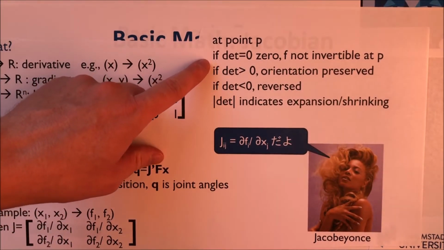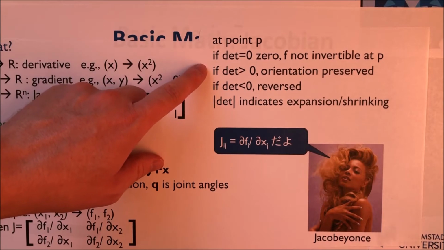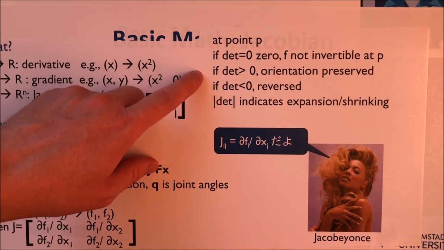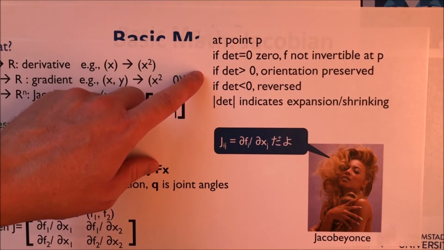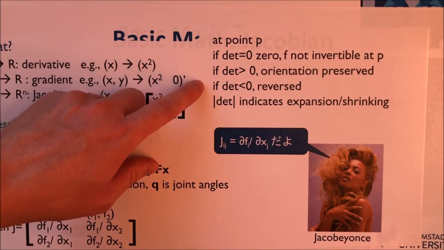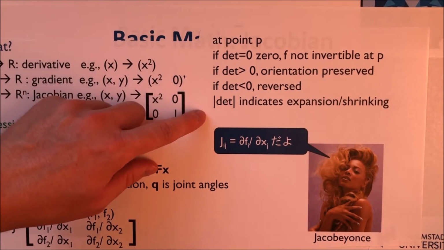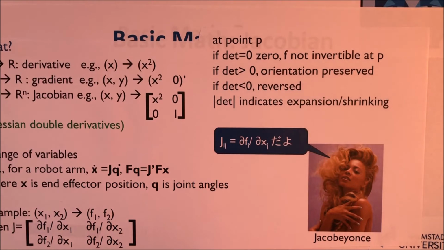So if the determinant is 0 at that point, the function's not invertible at that point. If the determinant is greater than 0, then the orientation is preserved, less than 0 reversed. And the size indicates expansion or shrinking. So if the absolute value is less than 1, it's shrinking. If the absolute value is greater than 1, it's expansion.